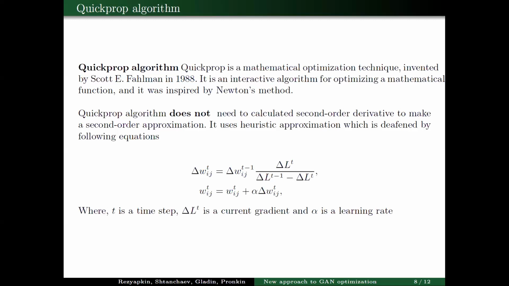The algorithm follows the following scheme, which you can see on the screen. It uses gradients from the previous step and calculates the difference in the weights as delta W, which you can see in the first line, and then the simple update rule follows. The algorithm is elegant and simple, and in theory, it should give good results. Let's see how it's working on the real data.